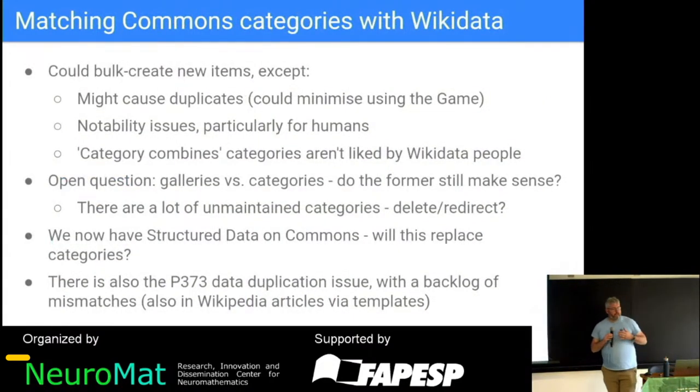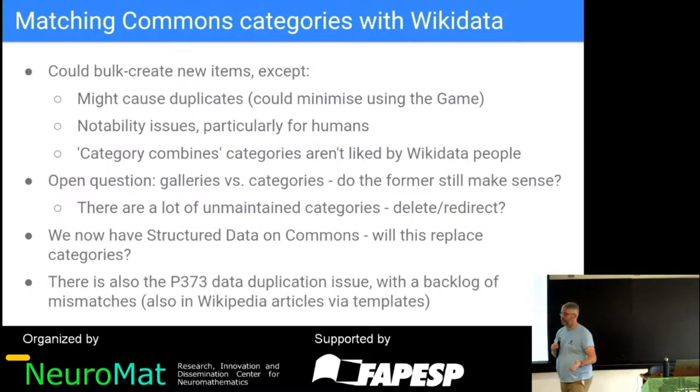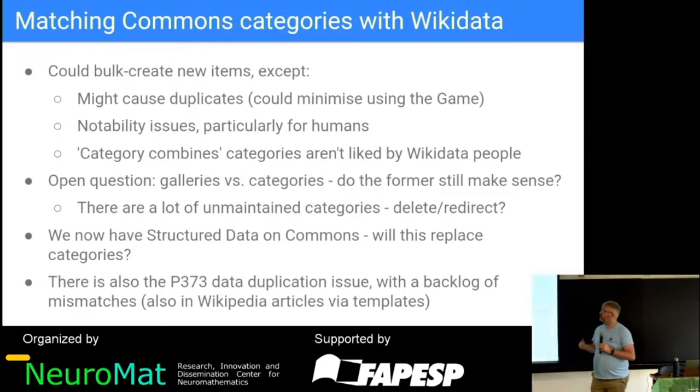So, as I said, there's about 7 or 8 million Commons categories, about 5 million of them are linked, so there's still 2 or 3 million more to do. One possibility is we could bulk create new items for all of these, because if you look through Commons, there are a lot of places, like monuments, buildings or streets, that aren't linked to on Wikidata yet, which are all notable and should have Wikidata items.